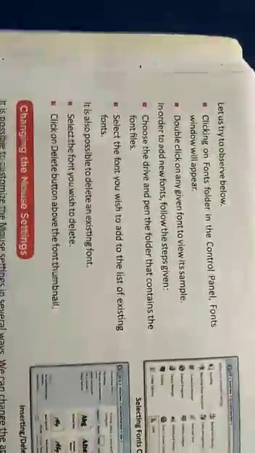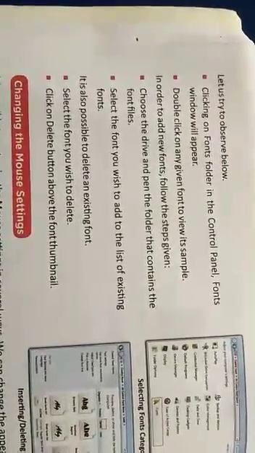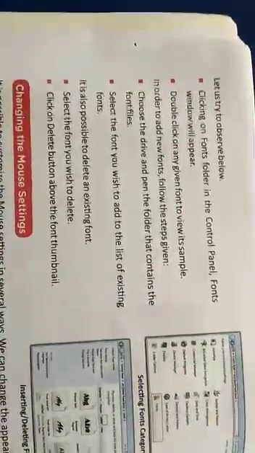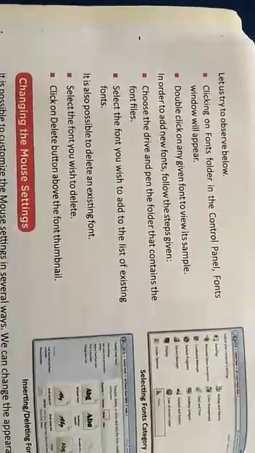Let us observe how we are going to do this. Click on the font folder in the control panel. Just click on the font folder which is there in the control panel. Font window will appear. When you do this, the font window will appear. Double click on any given font to view its sample. You can double click on it and you can check any of the fonts. When you click this in the control panel, the fonts will be there and you have to select.